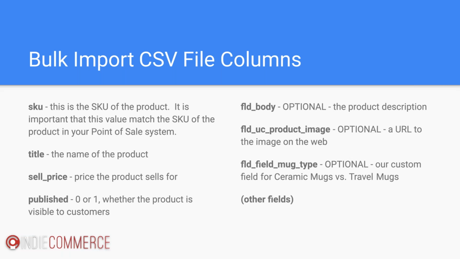So the title is just the name of the product. The sell price is what the product sells for. And this published value is 0 or 1. That controls whether the product is visible to customers. The next few fields are all optional. The body field is the description. The UC product image field is a URL to the image on the web.